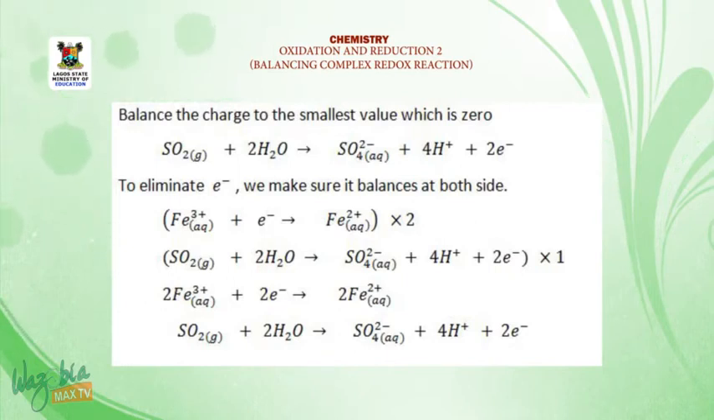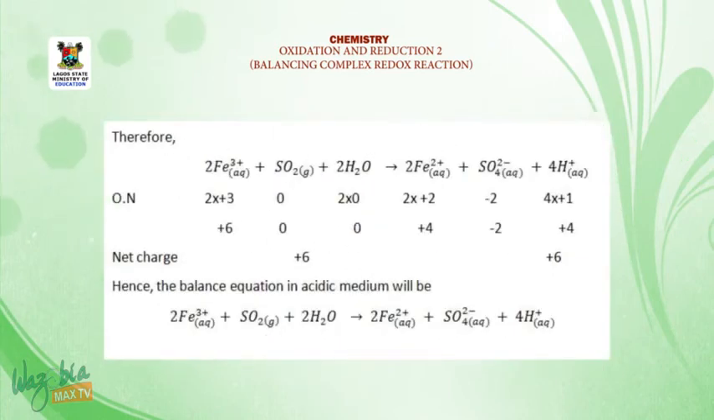This gives us 2 molecules of Fe3+ + 2 electrons to give 2 molecules of Fe2+. Now SO2 still remains the same. Therefore, the balanced equation becomes 2Fe3+ + SO2 + 2 moles of water to give 2 moles of Fe2+ + 1 mole of SO4 2- + 4 hydrogen ions. The net charge on both sides becomes +6. Hence, the balanced equation is what we are having.